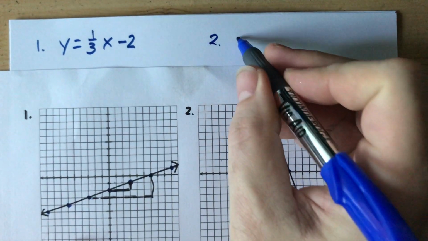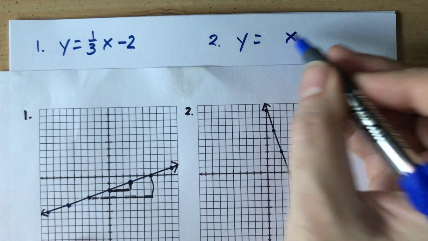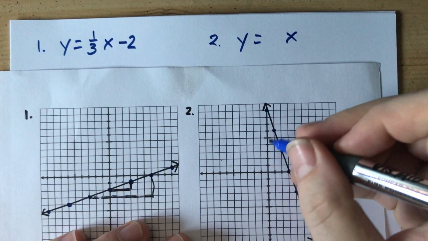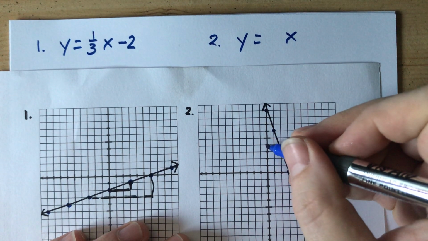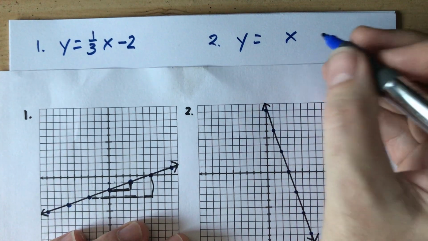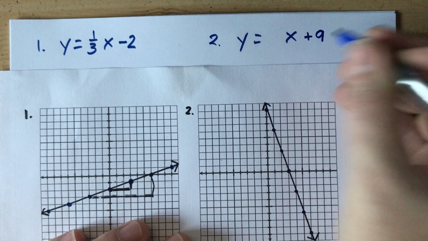So for number 2, y equals something x. Same thing, start at the origin. This time we're counting all the way up to here. So 1, 2, 3, 4, 5, 6, 7, 8, 9. 1 away from the top, which is 10. So this is an intercept of positive 9.